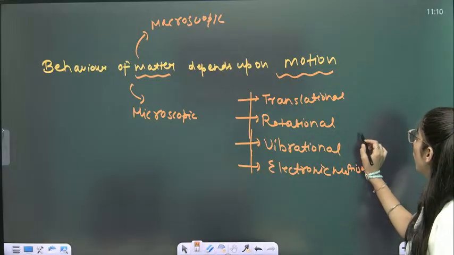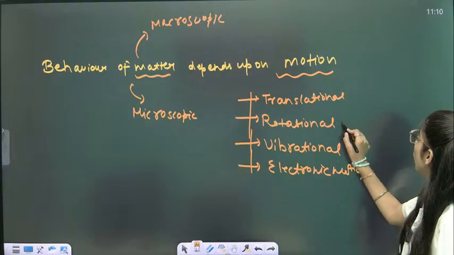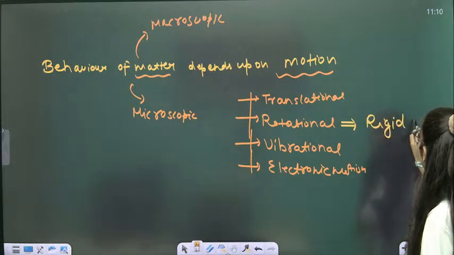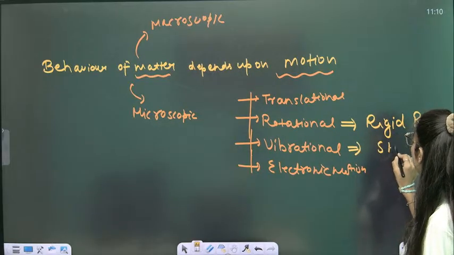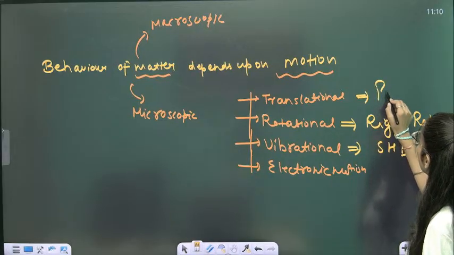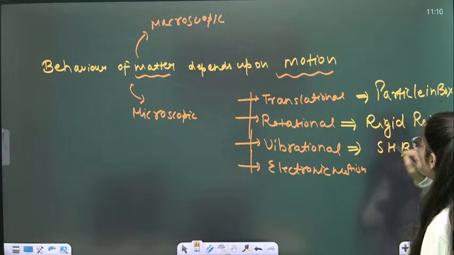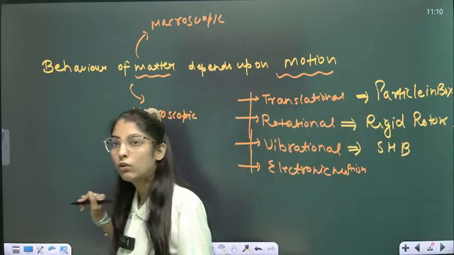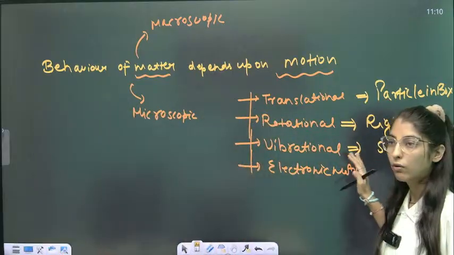For rotational motion, we have the rigid rotor, for vibrational motion, we have simple harmonic motion, and for translational motion, we have the particle in a box. And for electronic motion, this is your second unit of chemistry, the structure of atom, and we are here talking about quantum numbers.